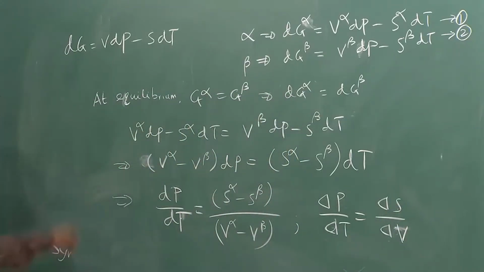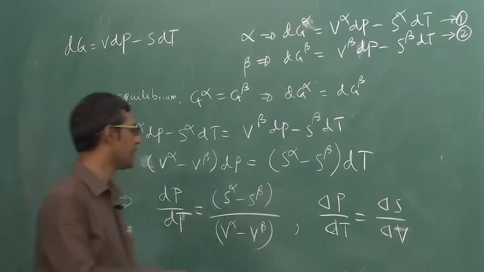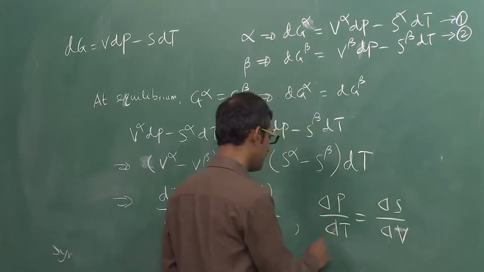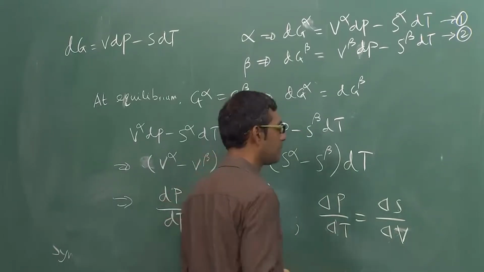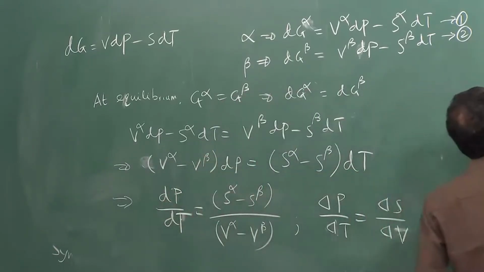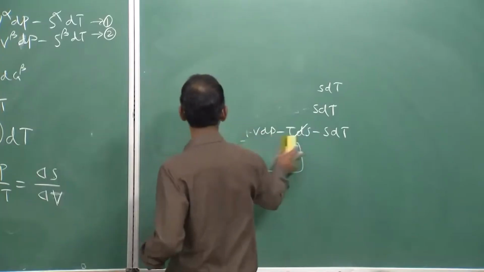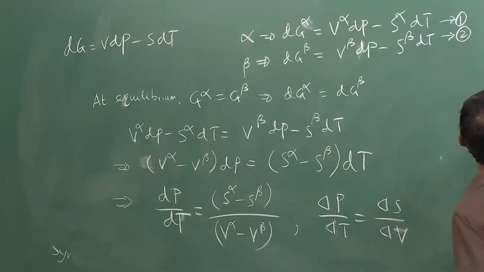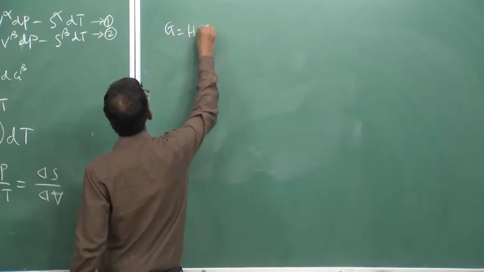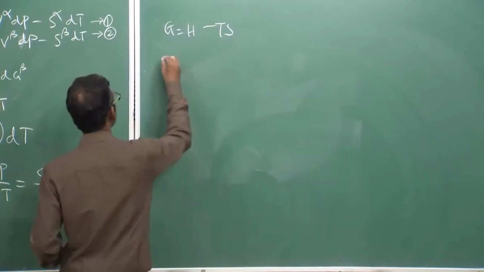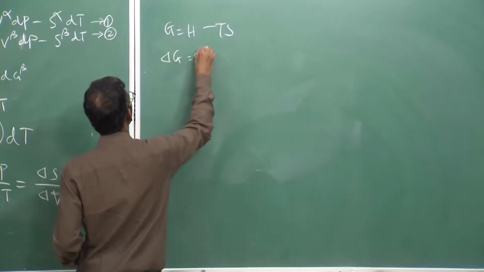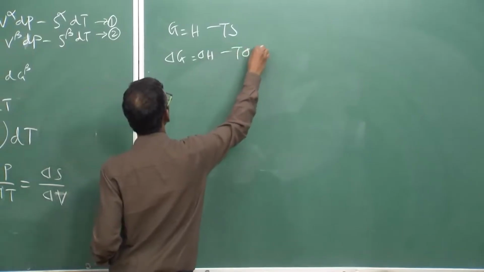Correct. So we can modify the equation again further. How can we modify the equation? Very simply we can modify this equation. We know that G is nothing but H minus TS, right? So therefore, delta G is nothing but delta H minus T delta S.